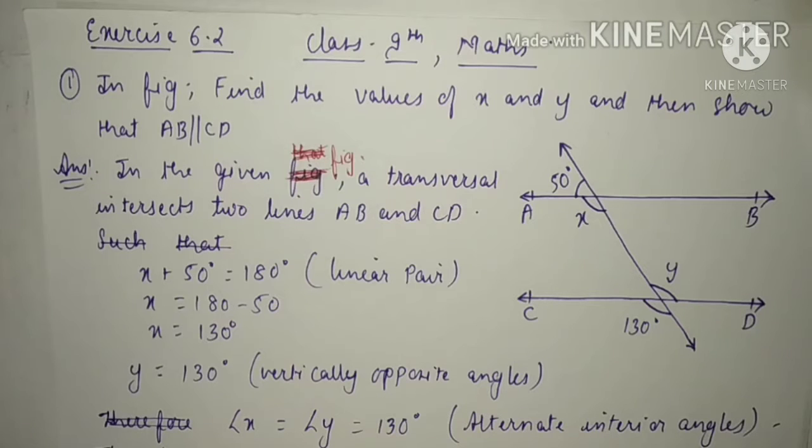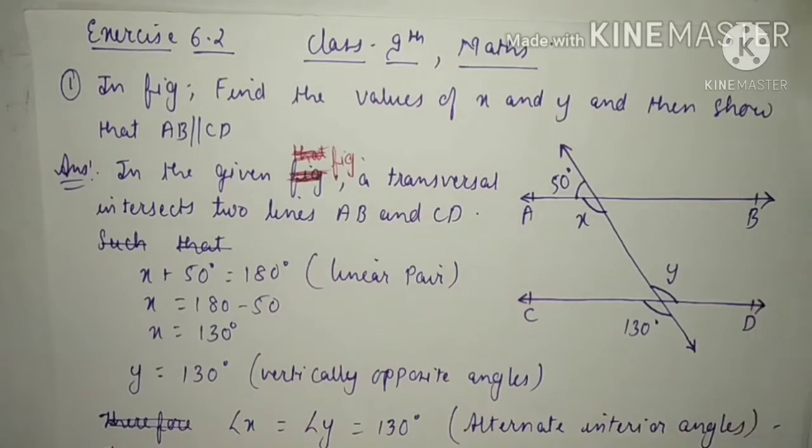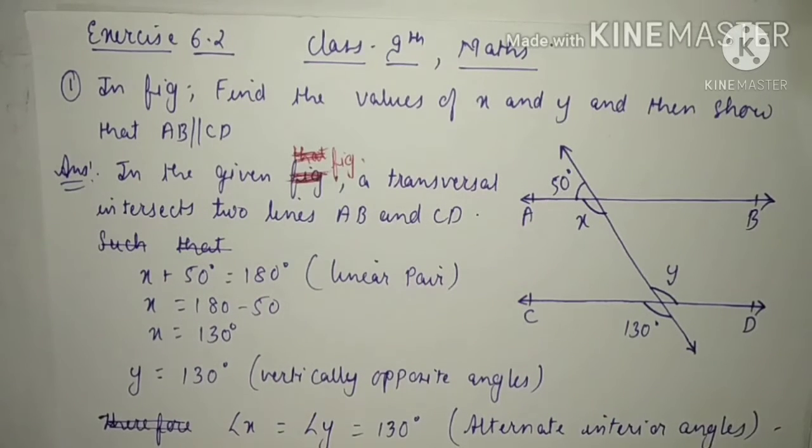So today we start our new exercise, that is exercise 6.2. Now let's see the first question. In the figure, find the values of x and y and then show that AB is parallel to CD. Now let's see the answer.